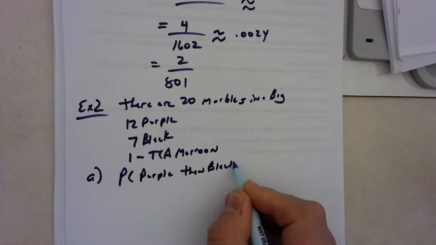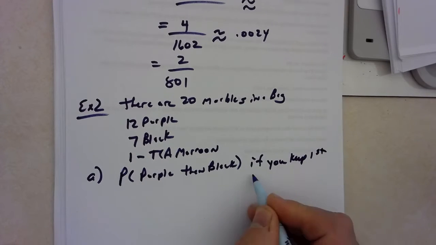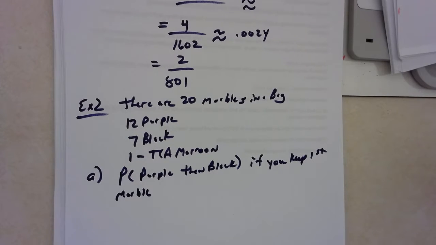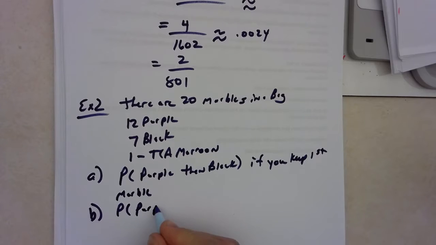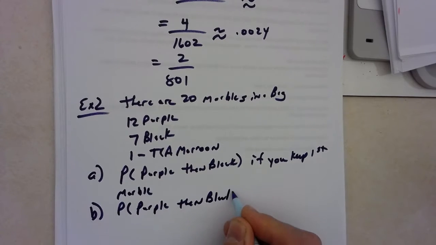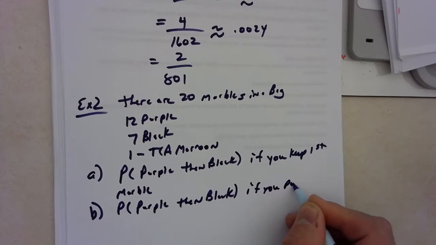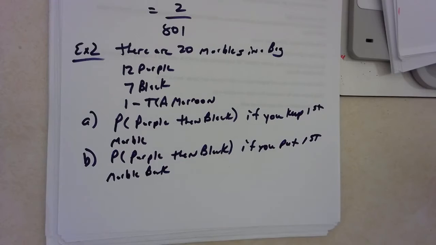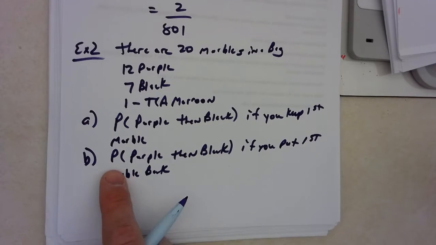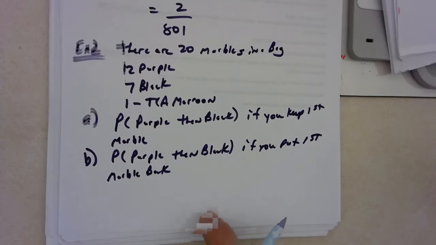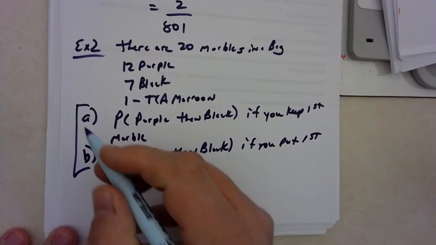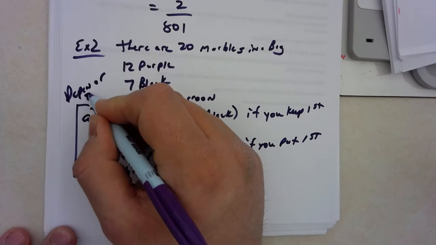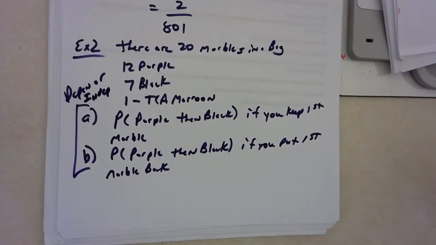Then, if you keep the first marble, so take it out, part B is the exact same thing: purple, then you put the first marble back, so you get a purple, then a black. In other words, you pull one, you keep it out, and then you pull another one. Change the scenario. It's the probability of purple. Then if you take it, and then, for both of these, I'd like you to describe them as either dependent or independent.